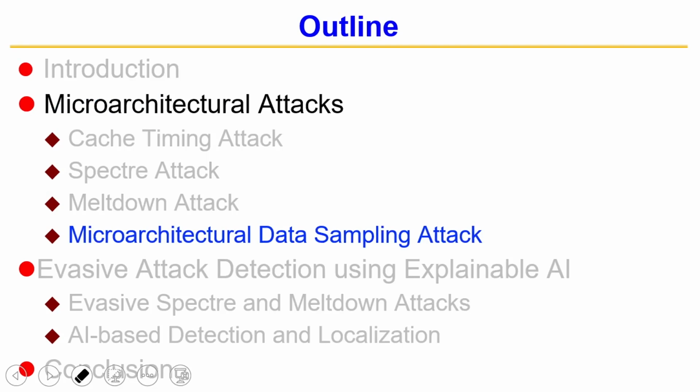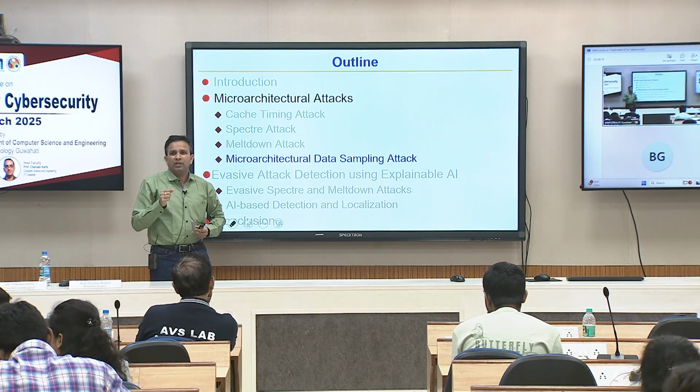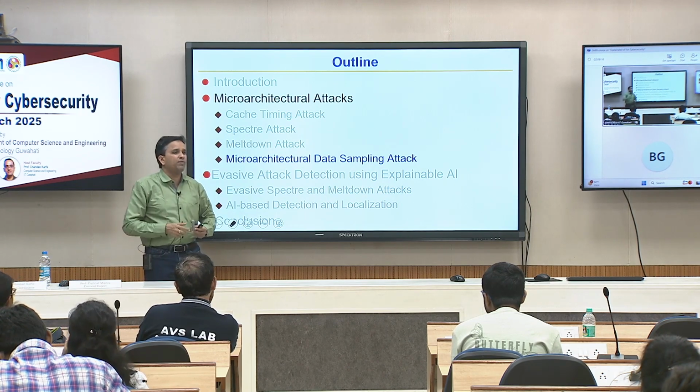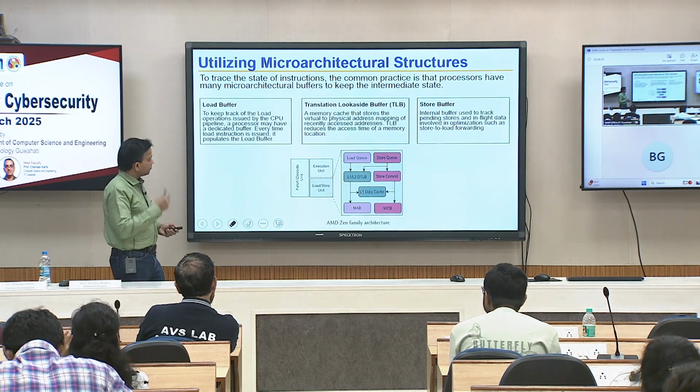Now, I am going to introduce another attack which is absolutely different from Spectre and Meltdown. It is called the microarchitectural data sampling attack. The idea is there are so many structures in the architecture, load buffer, store buffer. How do you misuse those buffers and their accesses to mount the attack?